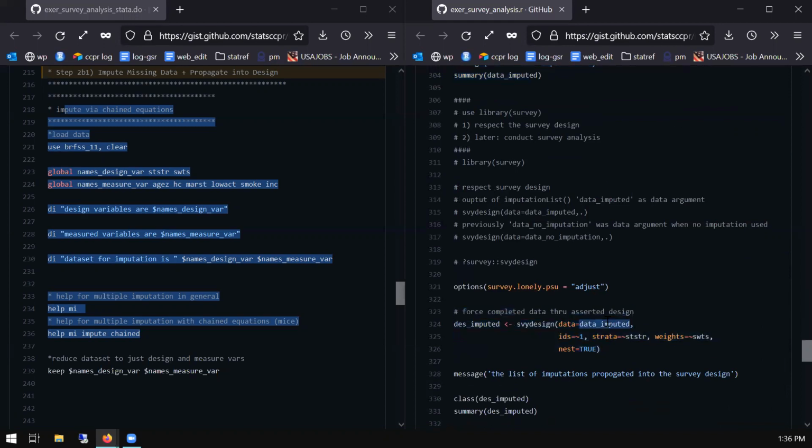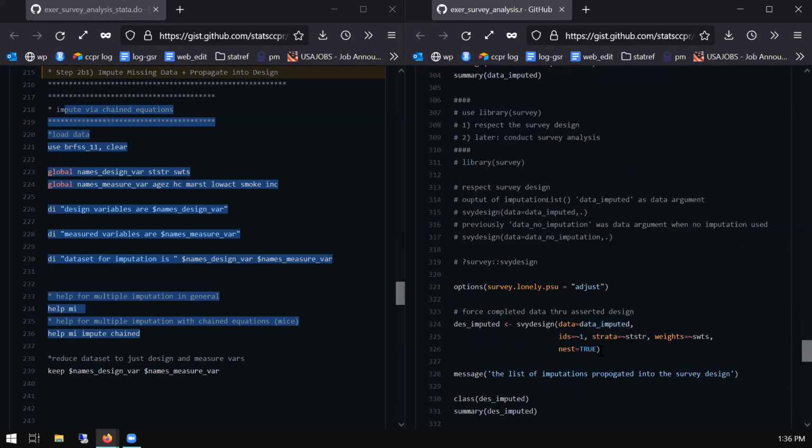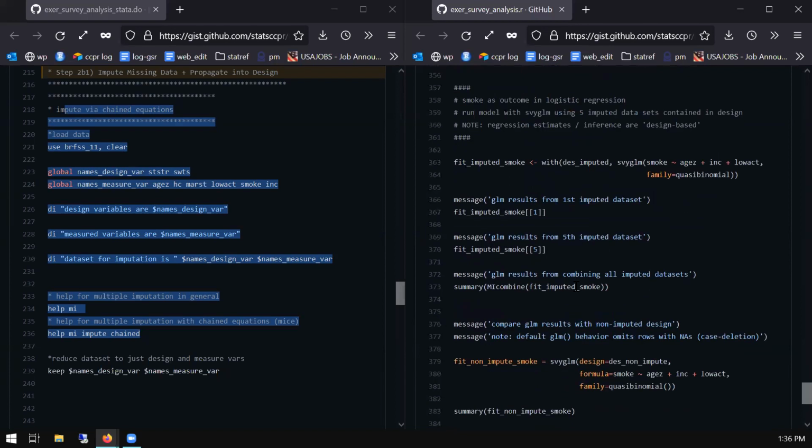You have a list of 5 completed data sets. That's what you're plugging into the survey design. Our friends, the strata ID and the weights, make their reappearance here. Here you have 5 survey designs that match the 5 imputed data sets. That's what this imputed design is. Then everything's familiar. Compute the means and totals using this imputed design. If you want to look at relationships between variables, like an outcome and right-hand side variables, you can fit regressions.